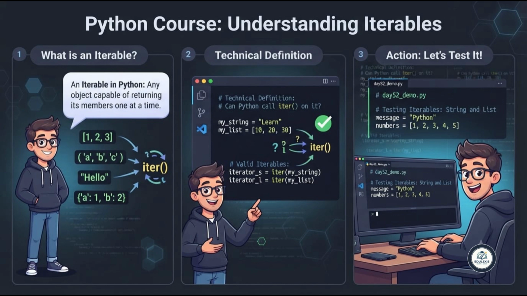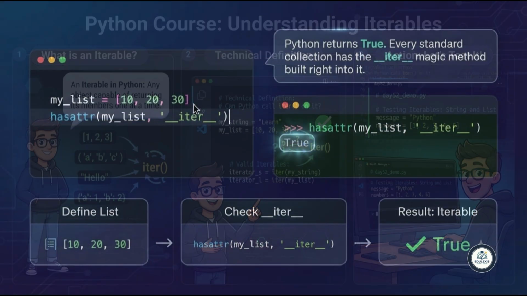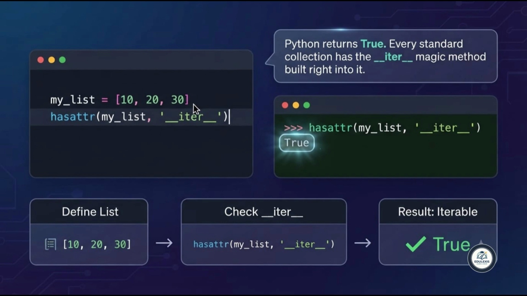Action: switch to IDE, create a new file named day52_demo.py. Let's write a few lines of code to check iterability. Type my_list equals 10, 20, 30. Now, how do we know if my_list is an iterable?